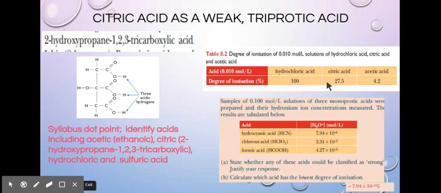And it's, again, a weak acid, but 27.5% will actually ionize. Whereas hydrochloric acid is 100% ionized, and acetic acid, which you get in vinegar, is only 4% ionized.